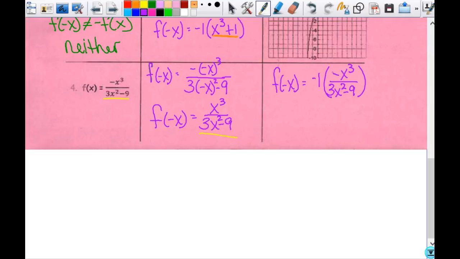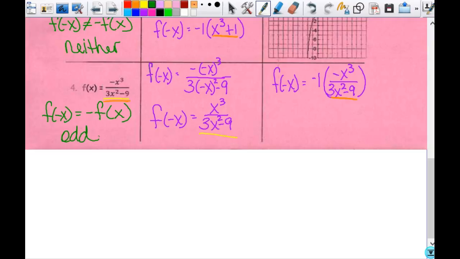So now when I look at this, does what's in parentheses match my f of x? It does, right? So f of negative x does not equal f of x, but f of negative x does equal negative f of x, right? Fractions. We have to learn to love fractions. So what kind of function is this? Okay, questions about that?